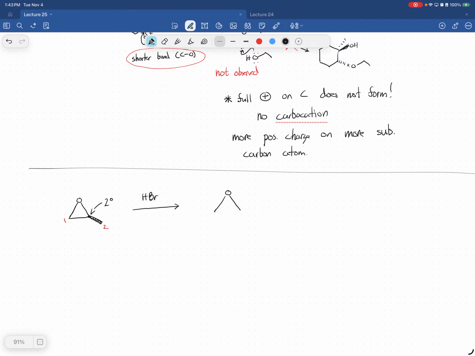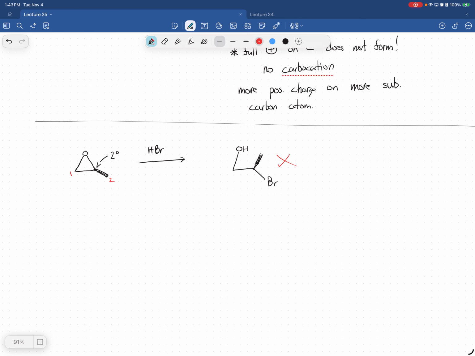You might think it'll just open, let's see, like this. You might think it would just do that, right? It'll open up at the more substituted carbon, but that's not what you get. So this is actually not the product. All right. So the sequence of events here is you're still going to protonate first.